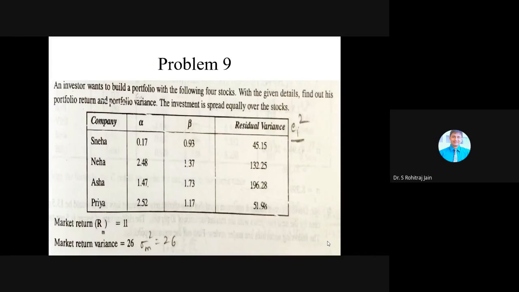They had given me alpha, beta, and the residual variance called EI square. And you can see here, see my cursor, they had given me the market return, that is RM, which is equal to 11, as well as the market return variance. Please understand this symbol, market return variance, sigma m square, which is equal to 26. Given all these data, we are supposed to calculate the portfolio return RP and portfolio variance.